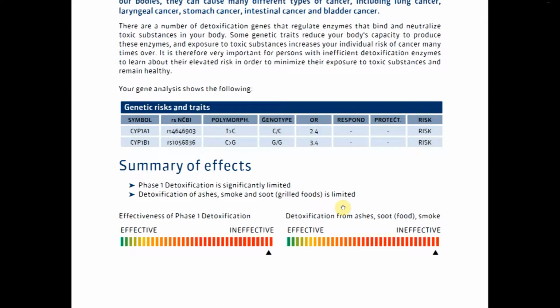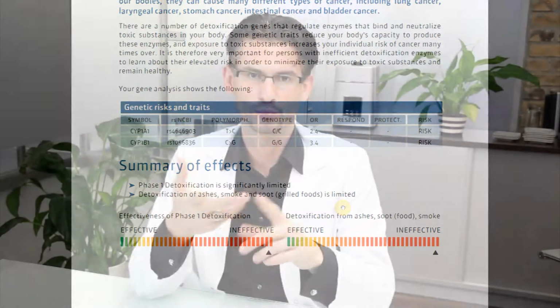This one 2.4-fold and 3.4-fold. So we have around 5 to 6-fold higher risk of bad health effects from these toxins that are present in smoke, in ash, in burnt food and so on. So barbecued food also is much more of a problem for a person with this result because you see here the phase 1 detoxification is very ineffective. And it might also be very effective, so in this case it's not so much of a problem.